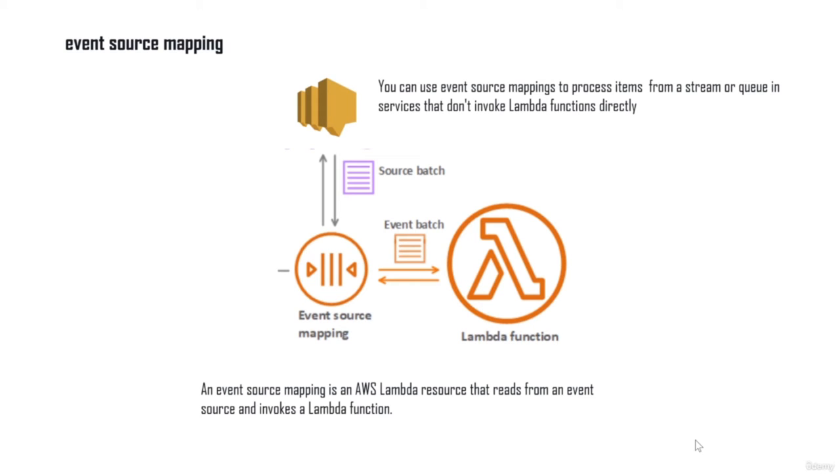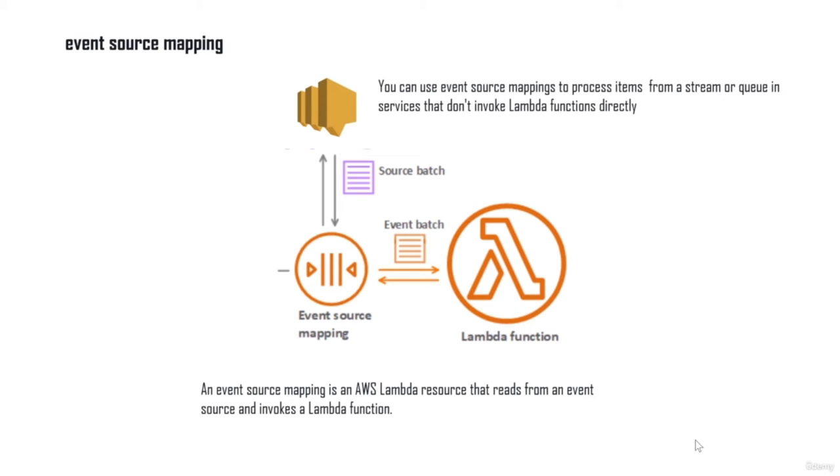And if there are any new messages in the event source mapping, then that Lambda will invoke that particular Lambda function that will process the items in the queue. Unlike the asynchronous and the synchronous invocation, where it was actually the source or the service that was actually invoking the Lambda, this is the other way around.